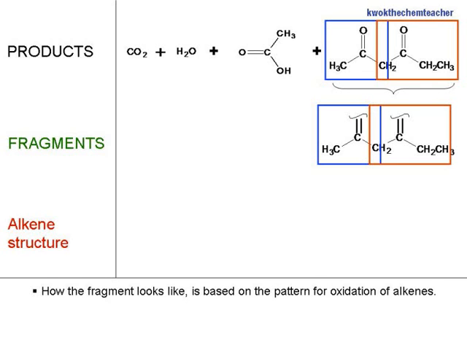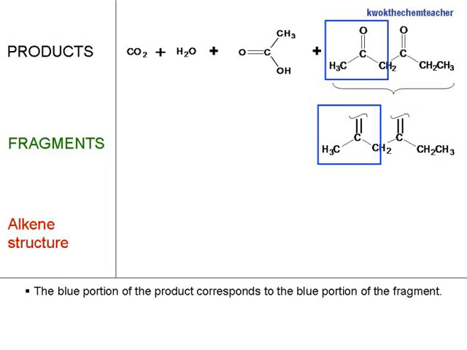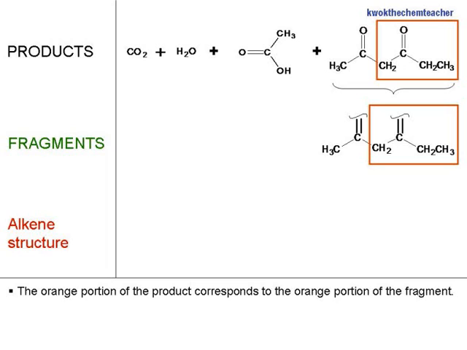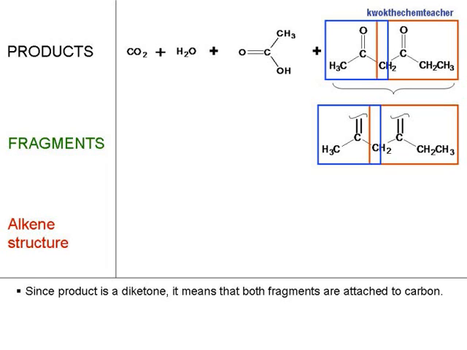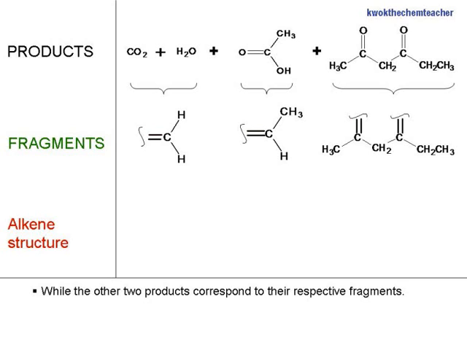How the fragment looks is based on the pattern for oxidation of alkenes. The blue portion of the product corresponds to the blue portion of the fragment. The orange portion of the product corresponds to the orange portion of the fragment. Since the product is a diketone, it means that both fragments are attached to carbon, while the other two products correspond to their respective fragments.